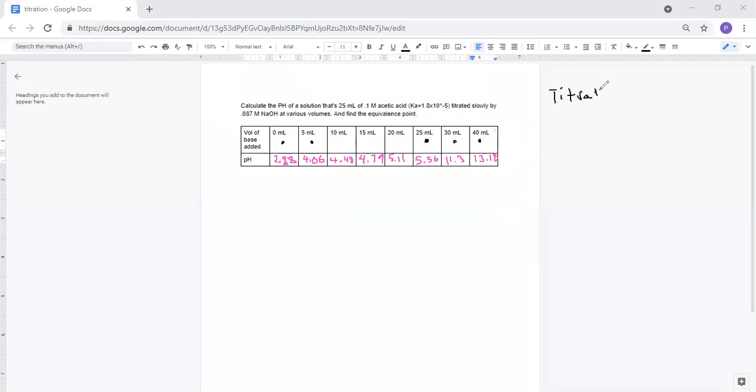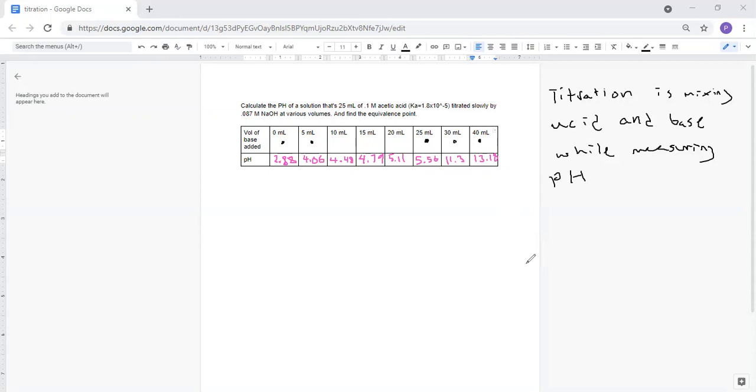And first, let's just review what titration is. So titration is mixing acid and base while measuring pH. So we observe the pH changing when we mix the acid and base.